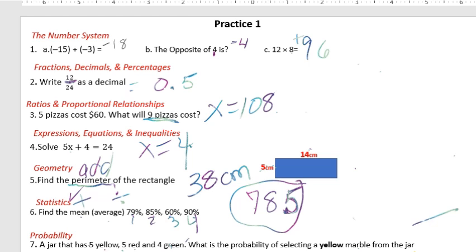What I need to do is add the yellow, the red, the green. So when I add all of that, I get 5 plus 5, 10, plus 4, 14. So that's the total I put at the bottom. Now, what did they ask me? They asked me the probability of selecting yellow. How many yellow are in the jar? There's only 5. So that is what I put at the top. So there's a 5/14 probability of pulling out a yellow.